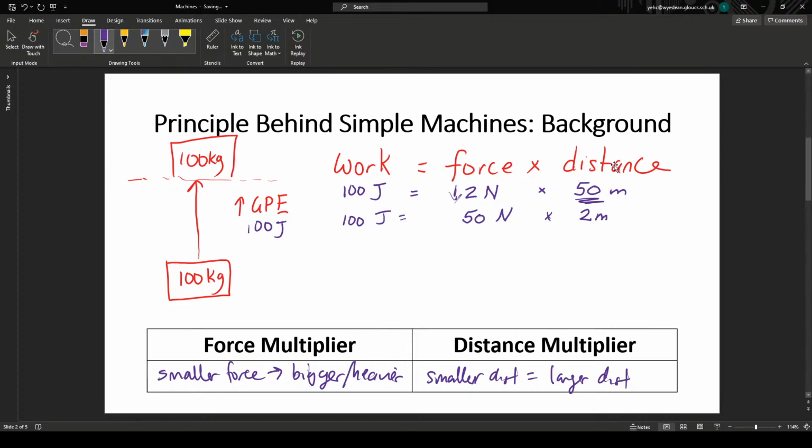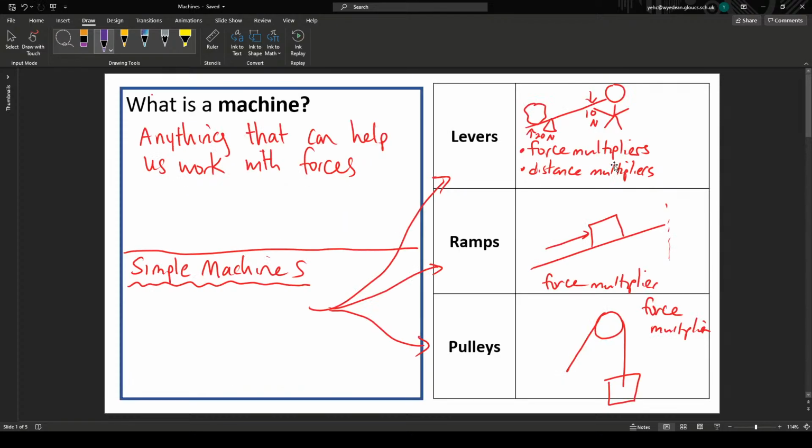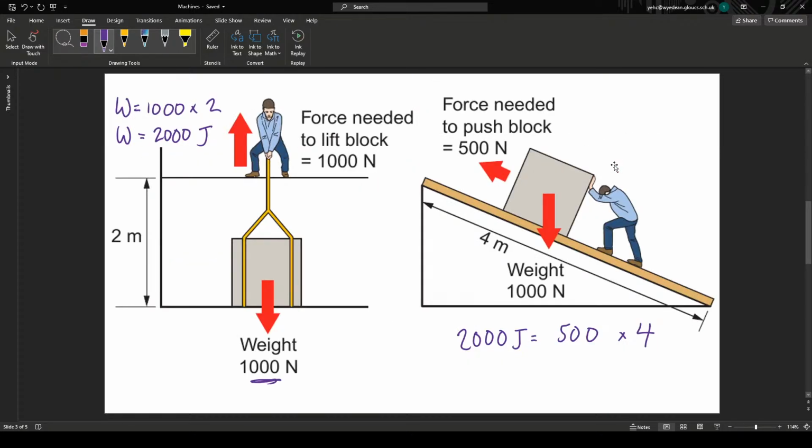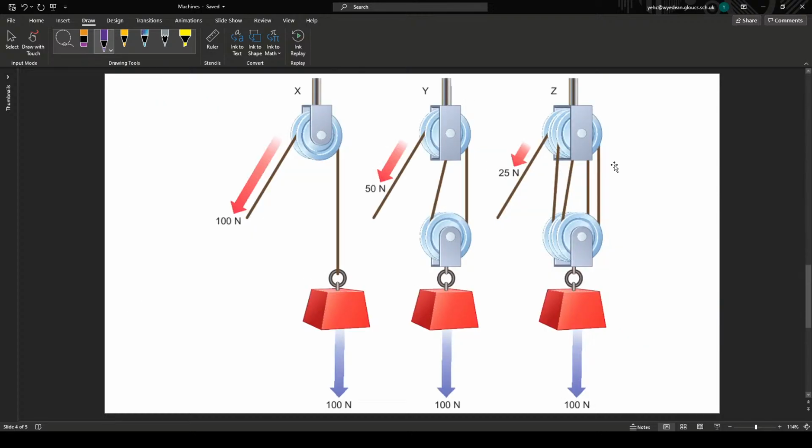And the energy that's transferred is going to be the same, because you're only lifting it a particular distance, so you're only transferring a particular amount of gravitational potential energy. That's why that relationship is important. And we take advantage of this when designing these simple machines, to allow us to use a smaller force to lift something that is heavier.